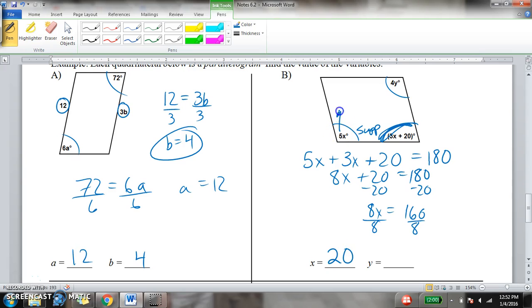Now that we know x equals 20, we can plug that in for this angle right here. So 5 times 20 is 100, which means this angle right here is also 100 since it's opposite from this angle. So if 4y equals 100, we divide by 4 and y has to equal 25.